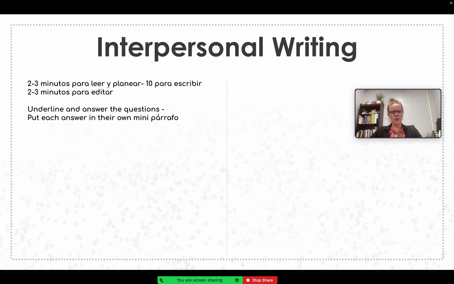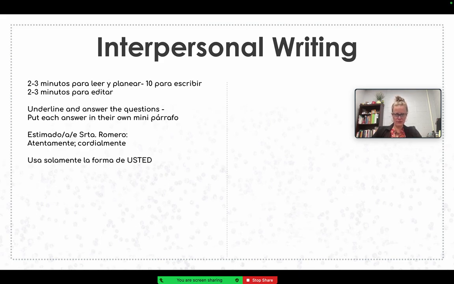A good way to think about this is each question that you respond to is its own little mini párrafo. 2 or 3 sentences is enough, but just separating them so that the reader can find them really easily. You want to use estimado instead of querido, and if it's multiple people, obviously be estimados or estimadas, and give them a title, right? Directora Romero, Señorita Romero, etc. At the end, you're going to sign it off with atentamente or cordialmente.